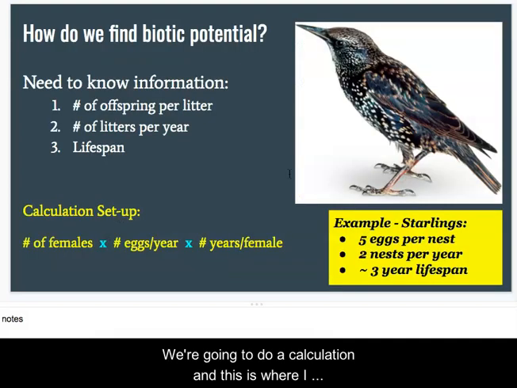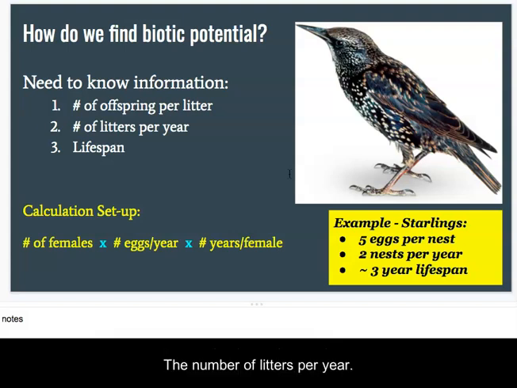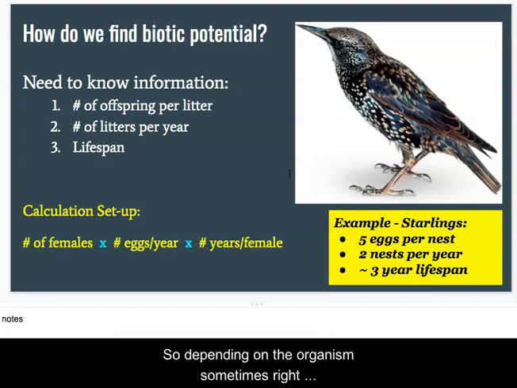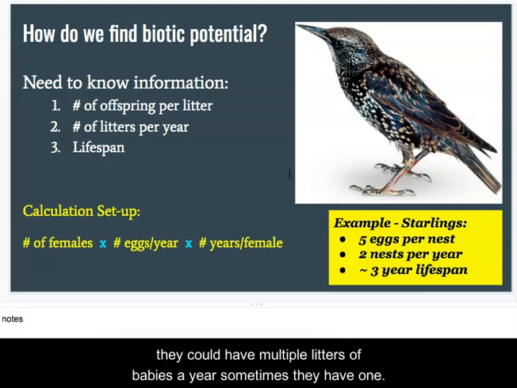So we're going to do a calculation, and this is where I do want you to write this down. How do we find biotic potential? There are 3 key pieces of need-to-know information. You need to know the number of offspring per litter, the number of litters per year, and their lifespan.